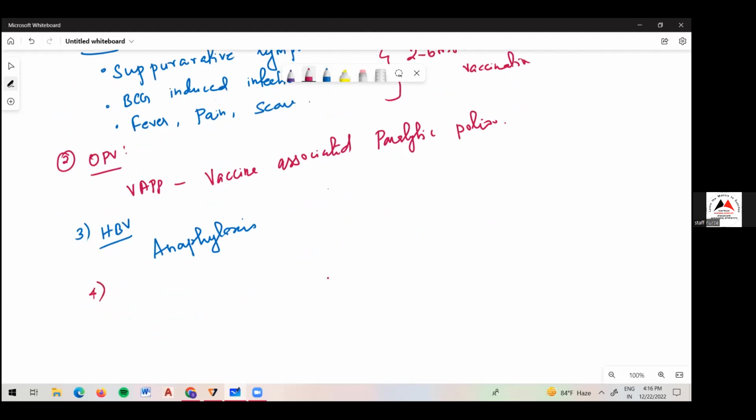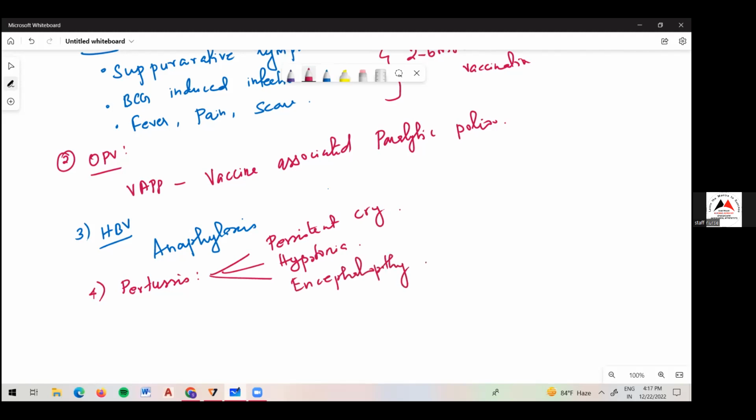What is the side effect of pertussis? Pertussis may cause a persistent cry, hypotonia, encephalopathy. This will occur because of the pertussis vaccine.